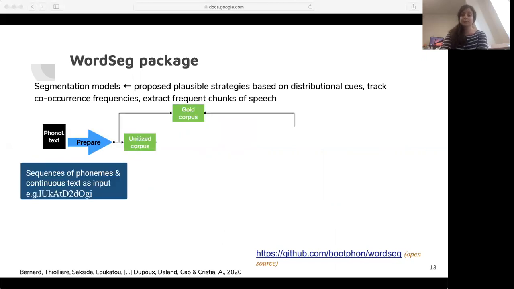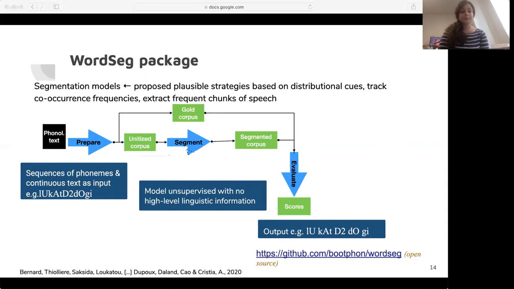Here is an overview of the WordSeg suite. The black box indicates the input from the user, which in this case is a phonologized text. The corpus would get prepared for segmentation by removing the word boundaries and unitizing the corpus, so it's just sequences of phonemes. The original corpus will be kept and used as a gold corpus for eventual evaluation. Once the prepared corpus is ready for segmentation, we apply one or more models, which are unsupervised, meaning that they do not receive any feedback other than the input, and they don't have access to high-level linguistic information. Then we evaluate the segmented corpus with the gold. So the output would be the input, but with proposed word boundaries.